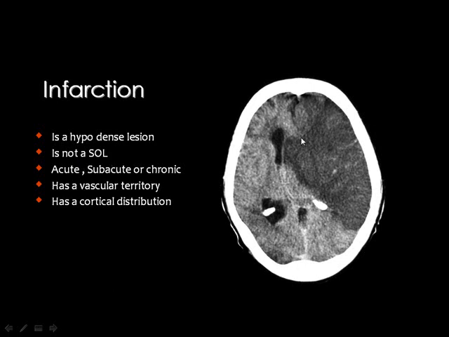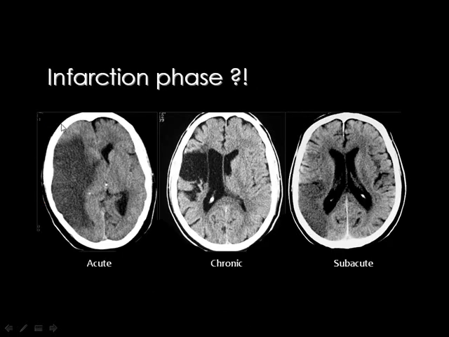Then why will the infarction compress the ventricle? Because of the edema around the infarction. Then if you see an infarction which is compressing the ventricle, you know that this infarction is surrounded by edema and it is acute. Then look at this. Here is an infarction which is compressing the ventricle, representing an acute infarction.